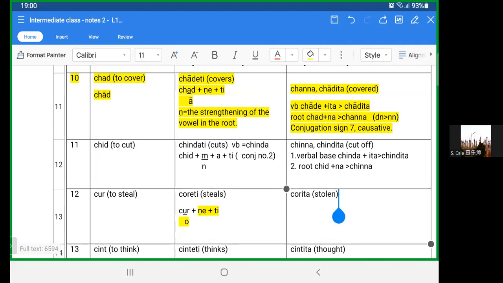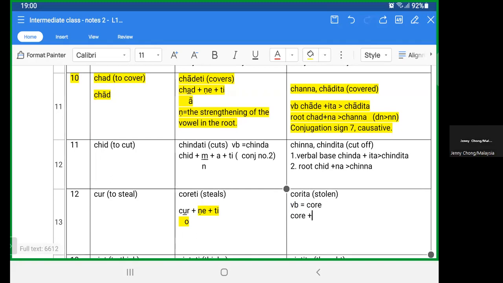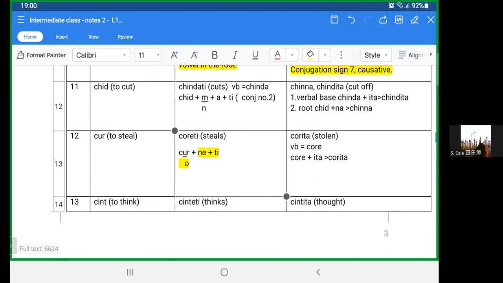So here, what is the verbal base here? Verbal base is chore, all right? So how do you get the past participle? Chore plus ita becomes chorita. Chorita, all right? Okay, so easy, right? This one. Okay, next one.